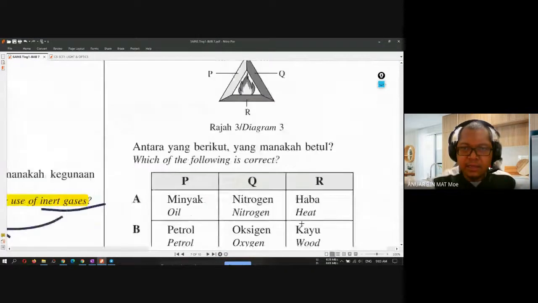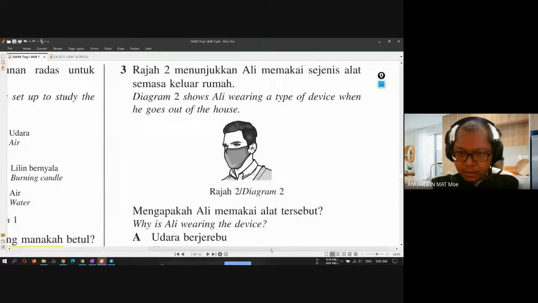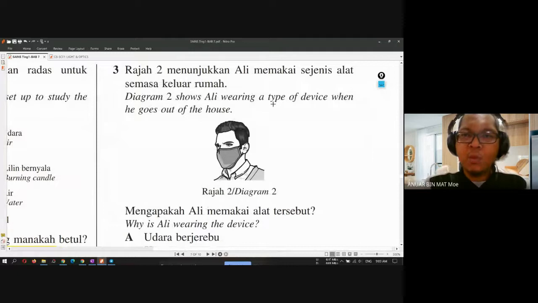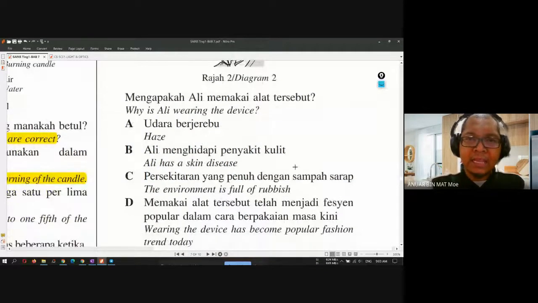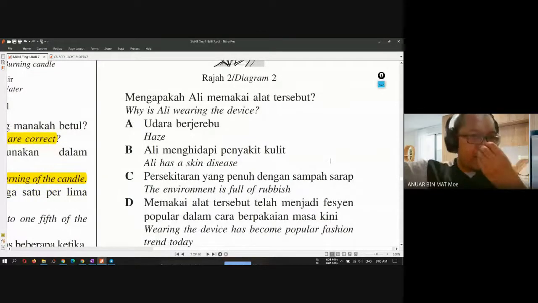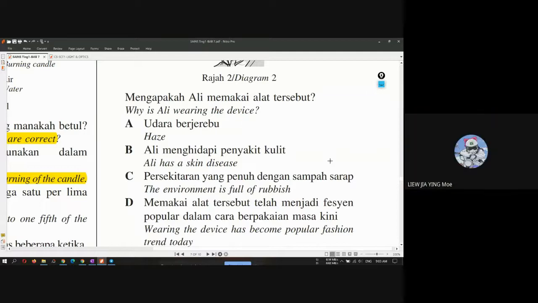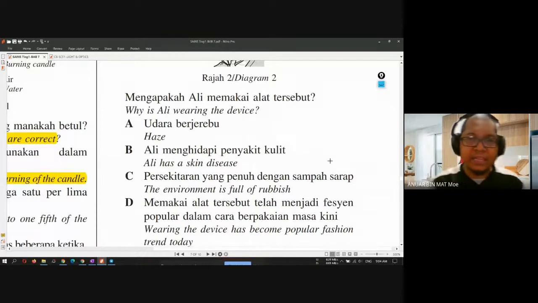Next one, answer question number three. All right. Diagram 2 shows Ali wearing a type of device when he goes out of the house. Can you understand the question? Can you understand the picture? Ali wears something on his face, right? Question: why is Ali wearing the device? A, B, C, or D? A. Okay, the answer is, of course, A, because of the haze.